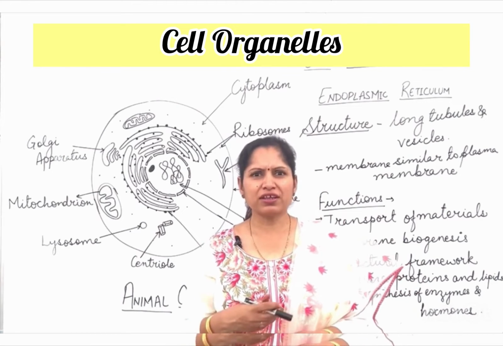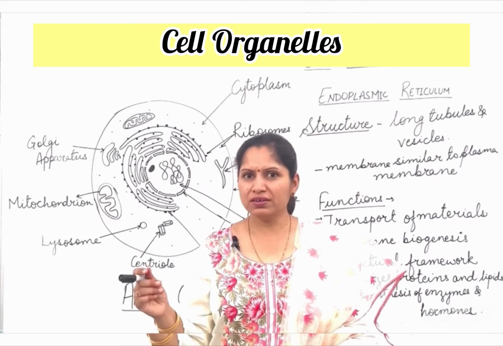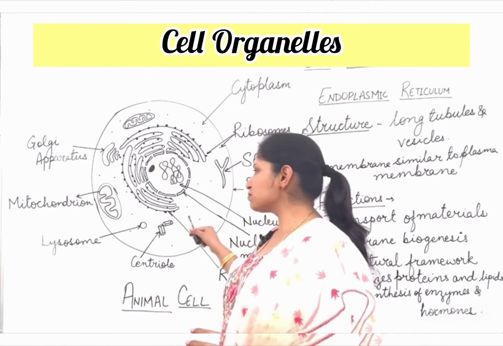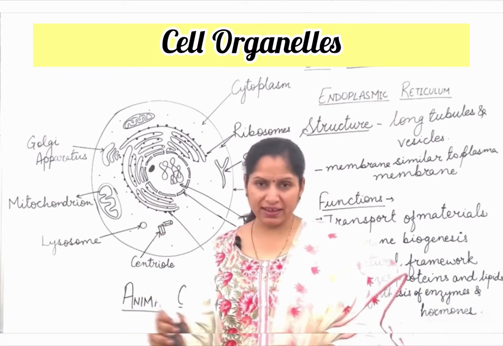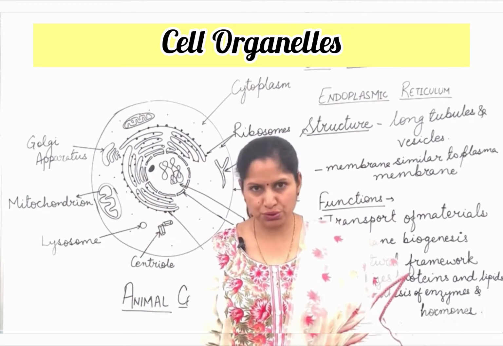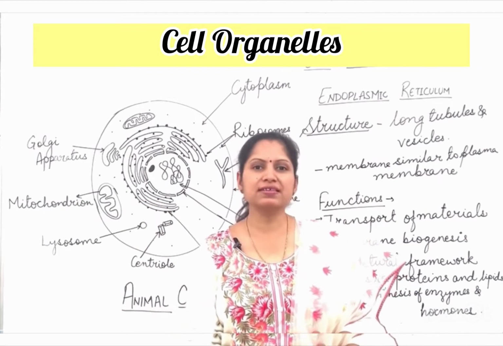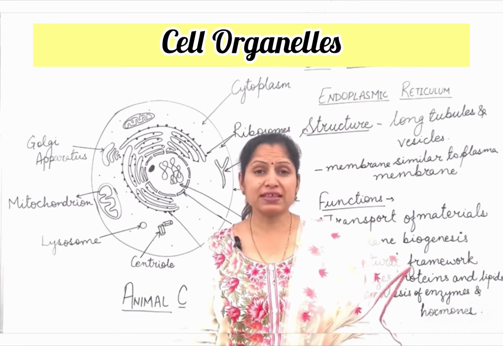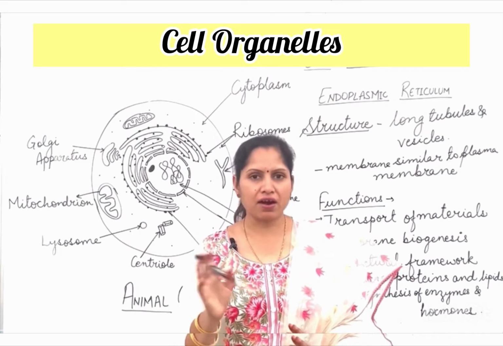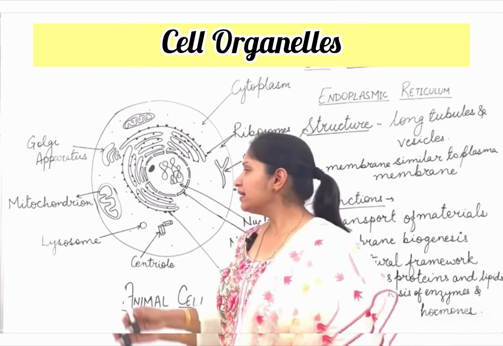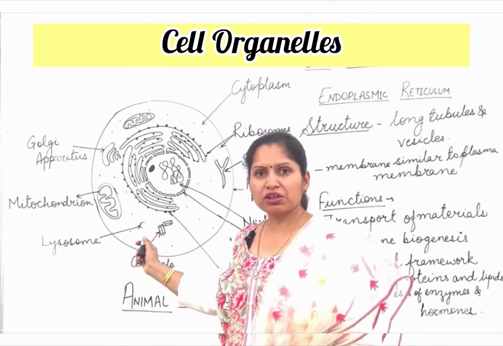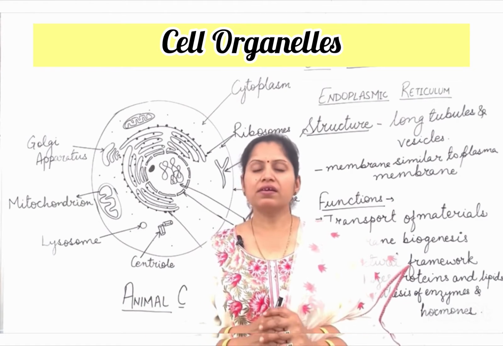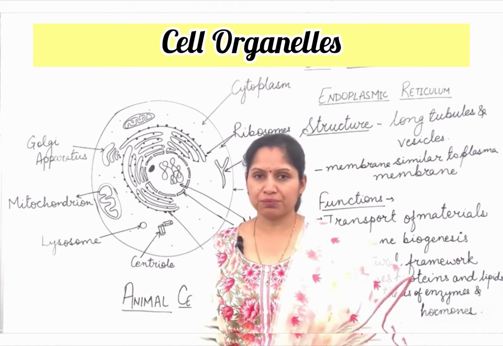It's just like putting some sand over the road. Will that make the road rough? Similarly, these small granular structures are there that are called ribosomes, about which we are going to discuss more, and that makes the surface of this endoplasmic reticulum rough. And that is why an endoplasmic reticulum that contains these ribosomes is known as rough endoplasmic reticulum.